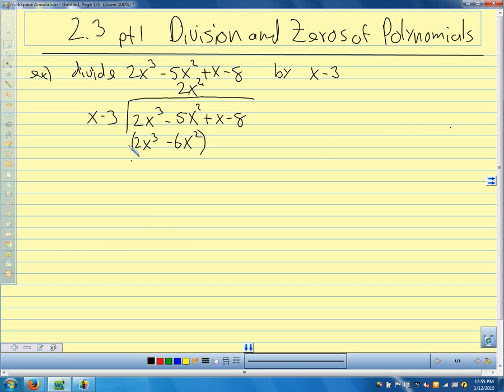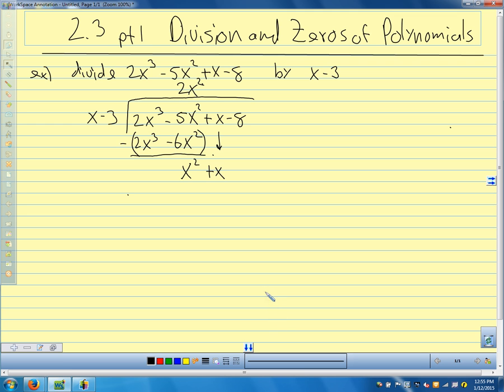All right, and then here's where students usually get tripped up on long division. We subtract. So I put parentheses around everything, and I'm subtracting. 2x to the third minus 2x to the third is 0. That's why we did that, because that goes away. 5x squared minus negative 6x squared, 5x squared plus 6x squared, I get an x squared. And then I bring down that x.